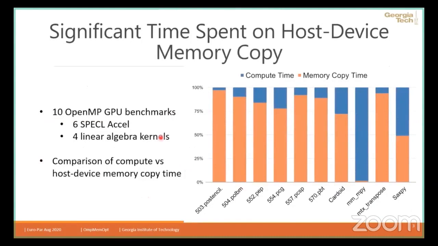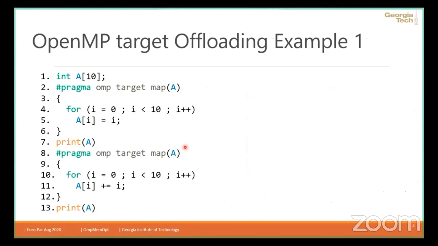So we did an experiment to quantify the significance of the memory copy time versus the compute time for 10 OpenMP 4.5 GPU target offloading benchmarks. And as we can see here, in many of these applications, more than 75% of the time is spent in memory copy. So let's look at an OpenMP target offloading example and understand how the memory management works.